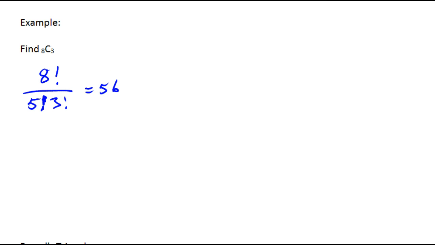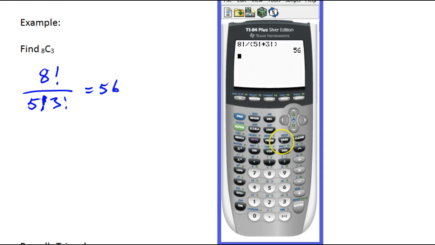Now your calculator can also evaluate combinations directly. So I'm going to go 8. I'm going to go back to the math menu, and this time I'm going to go over to PRB and pick number 3. See that? N choose R. So I hit 3, and I go 3, and we get 56 again. So you can do it either way.